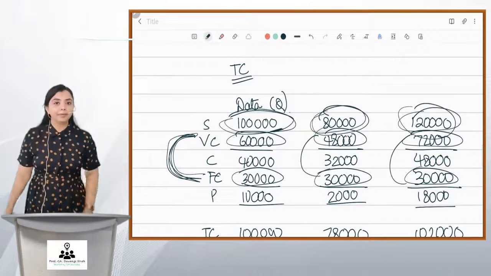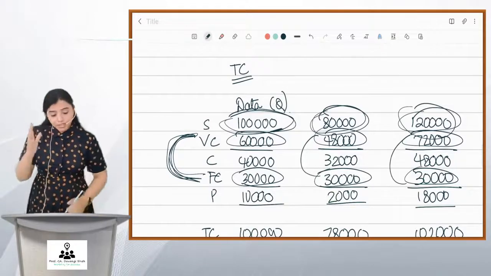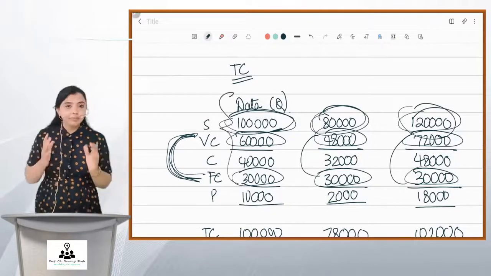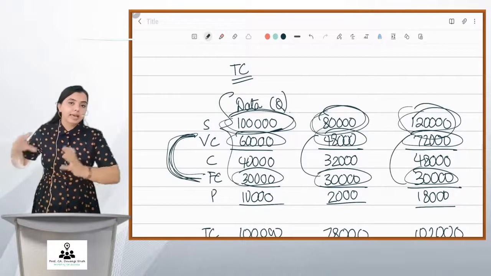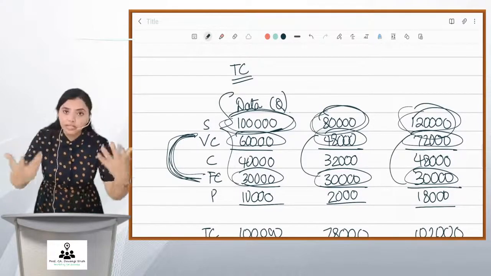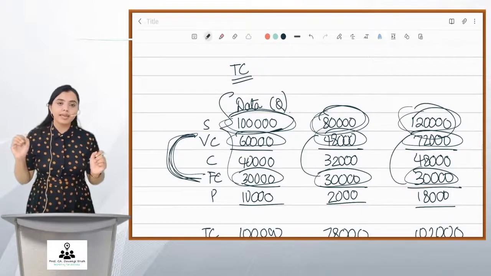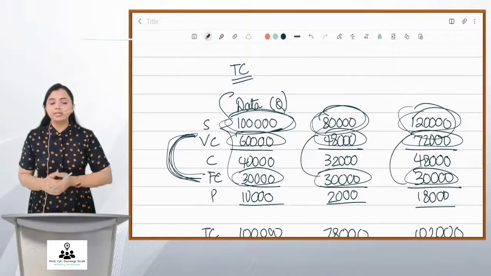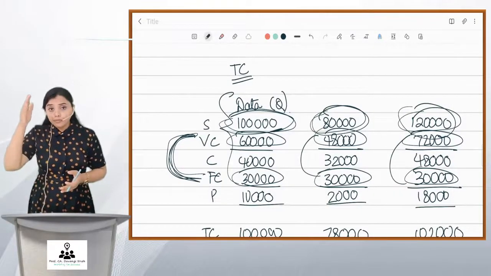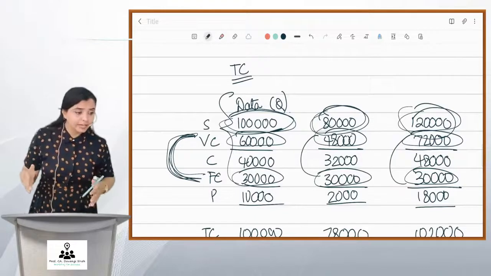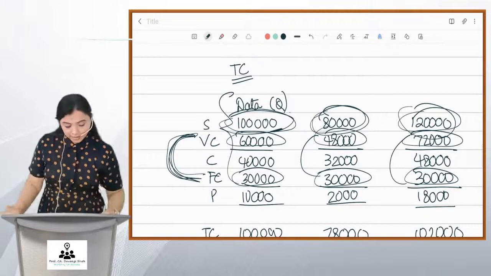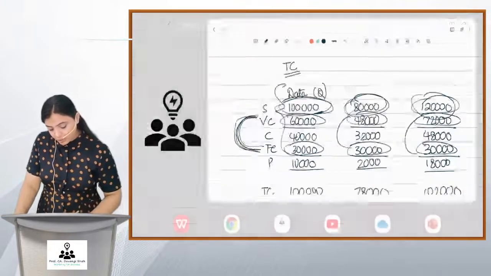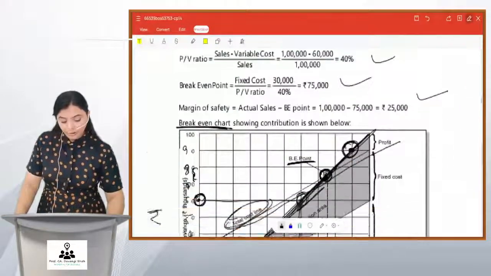that will be B. Okay. So information will be given only at one level. You assume numbers and get two other levels, and then only you will be able to plot it in your graph. Okay. And then very simple, the point where your total cost and sales line meet, friends, that will be the B. Okay. So this is how break-even chart is to be made. Hope you have understood this.